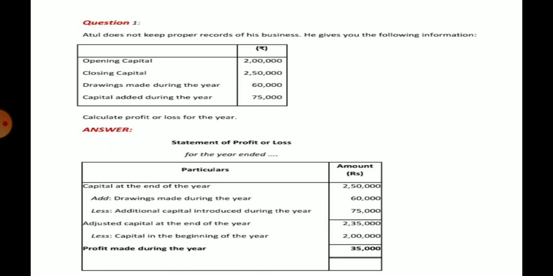So capital at the end of the year, please remember this format. Capital at the end of the year is 2 lakh 50,000, add drawing made during the year, because we have to make this account for the year ended. So we have to add back the values which were taken from the business, less additional capital introduced during the year. After adjustment we get adjusted capital at the end of the year, less capital in the beginning of the year 2 lakh, so the profit will be 35,000.